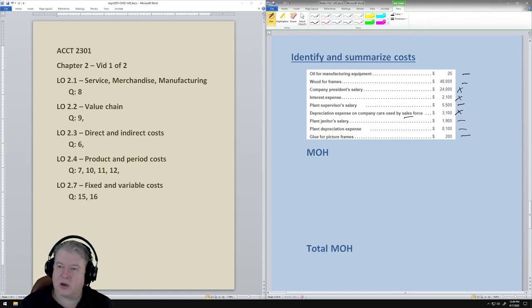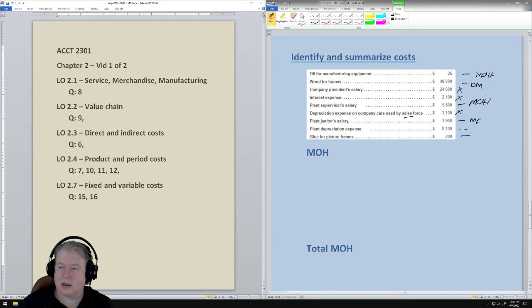Let's actually go through and identify what they are. Are they direct materials, direct labor, or manufacturing overhead? Oil for manufacturing equipment. Well, we're probably not going to be able to apply that specifically to any product. That's kind of a general overall, so we would say that's manufacturing overhead. Wood for frames, well, that's the primary product, so that's probably direct materials. Plant supervisor salary. Can't trace it directly to any product. Manufacturing overhead.